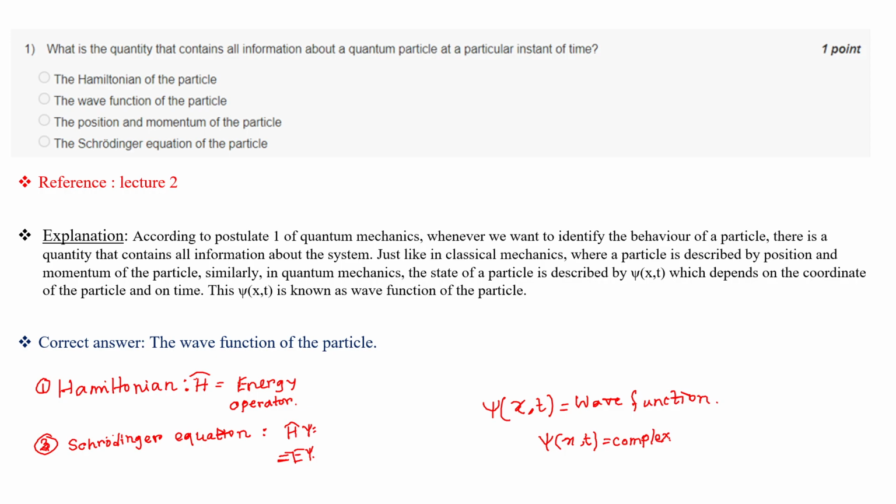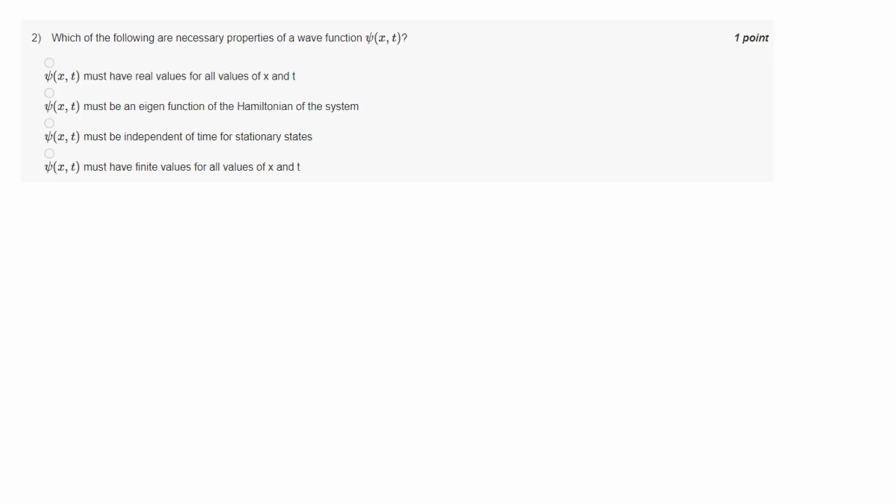So I'm going to the next question. Which of the following are necessarily the properties of a wave function psi of x comma t? First option: psi x t must have real values for all values of x and t. Second option: psi x t must be an eigenfunction of the Hamiltonian of the system. Third: psi x t must be independent of time for stationary states. Fourth: psi x t must have finite values for all values of x and t.